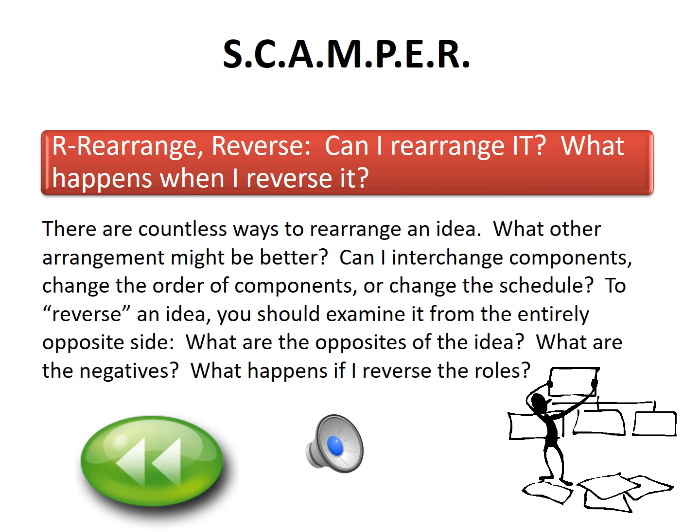Lastly, we have R, which stands for rearrange or reverse. Can you rearrange it? What happens when you reverse it? There are countless ways to rearrange an idea. You could ask what other arrangement might be better. Can you interchange components, change the order of the components, or change the schedule? To reverse an idea, you should examine it from the entirely opposite side. What are the opposites of the idea? What are the negatives? What happens if I reverse the roles?